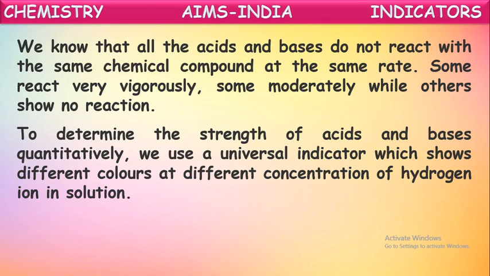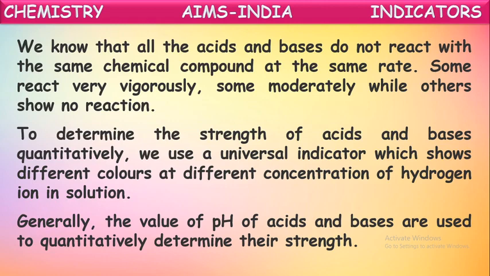Even with the different acids it will show different colors. Based upon the strength of the acid, the color shown by universal indicator varies. Generally the value of pH of an acid or base is used to quantitatively determine the strength. Even pH value will indicate the strength of either acid or base.